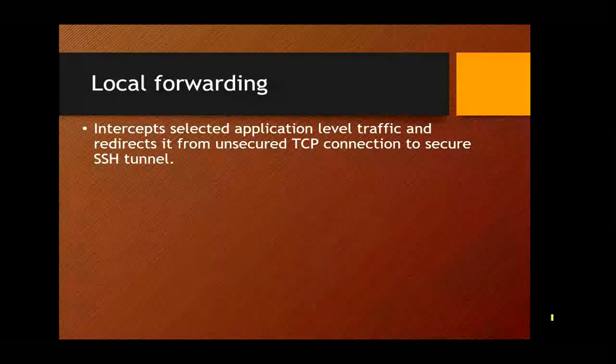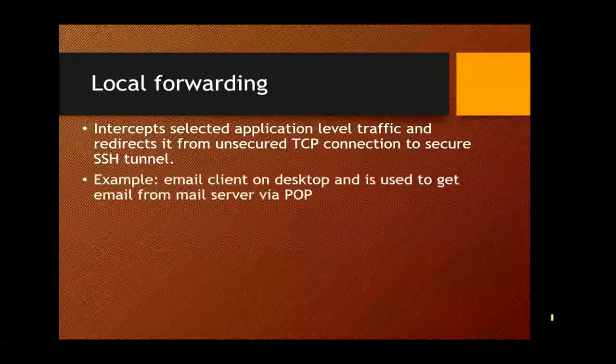Now, with these statements, it may not be very clear. So let us look into an example and see how this happens. Consider that we have an email client on our desktop and we are going to use it to get an email from the mail server via POP, that is Post Office Protocol. The assigned port number for POP3 in this case is port 110.